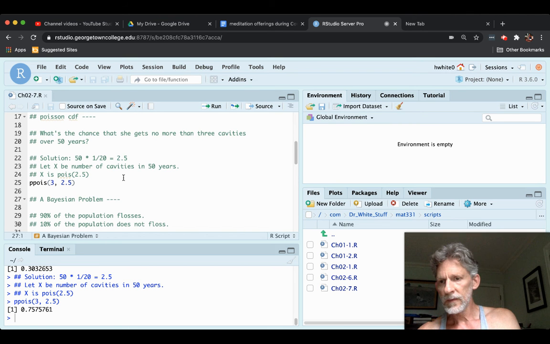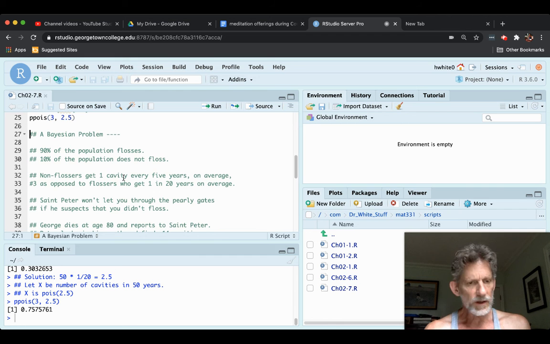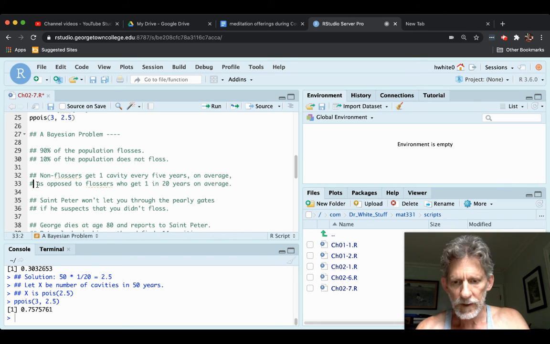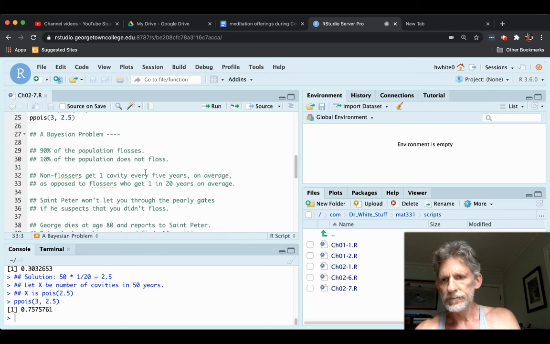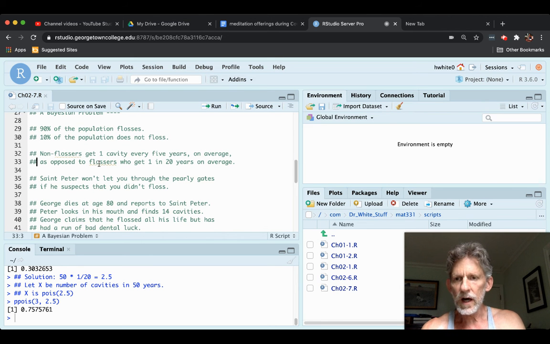Good for Sarah. Okay, next up, let's give ourselves a Bayesian problem. Let's say that 90% of the world's population flosses and 10% of the population does not floss. So 90% are good goobies and 10% are bad people, okay? Let me correct a typo there. And let's say that non-flossers get one cavity every 5 years on average, as opposed to the flossers who are at 1 out of every 20 years on average.